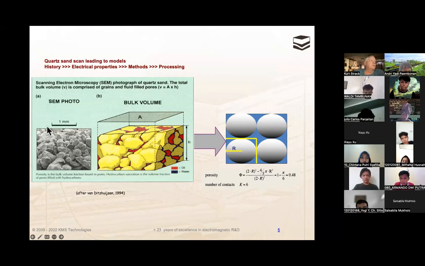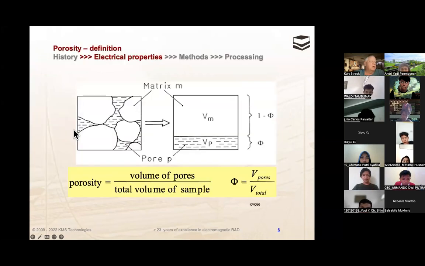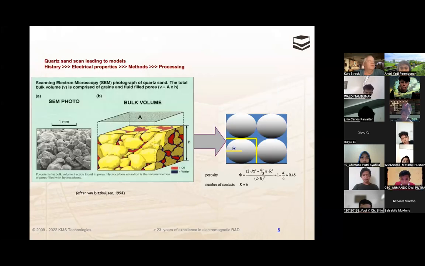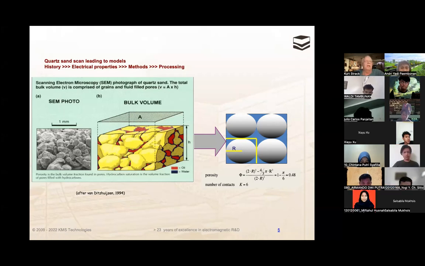We start out with a piece of rock and a scanning electron microscope picture, which is done at electron level. Then we go to a larger bulk volume. And here we see the grains and the pore space. In this pore space in red, we have oil. In black, we have water. Grains are generally water wet. So we always have some sort of water saturation in our reservoir fluids.